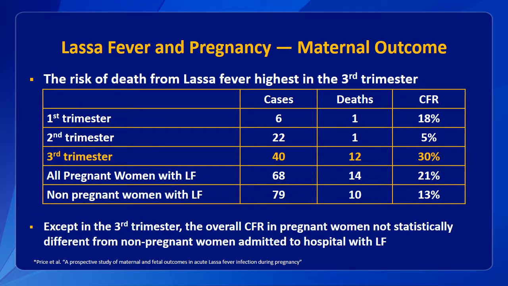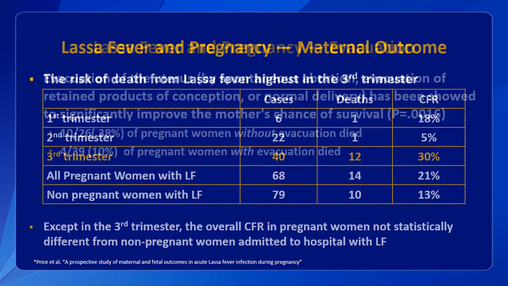This table depicts the case fatality rate for pregnant women with Lassa fever by pregnancy trimester for one hospital in Sierra Leone. In this study, the highest risk of maternal death in pregnant women with Lassa fever was during the third trimester, with a case fatality rate of 30%. However, the overall case fatality rate in pregnant women is not statistically different from the case fatality rate among non-pregnant women admitted to the hospital with Lassa fever, except in the third trimester.